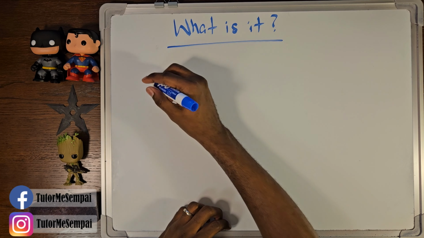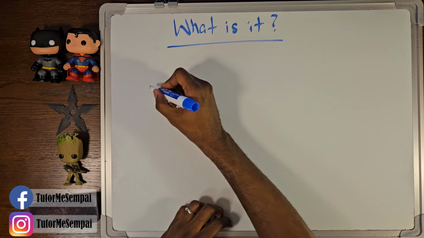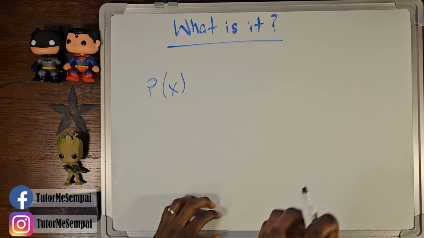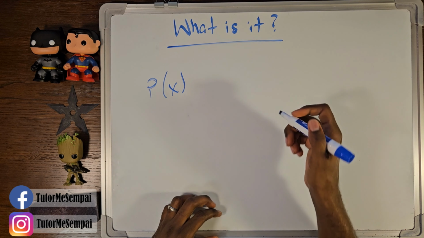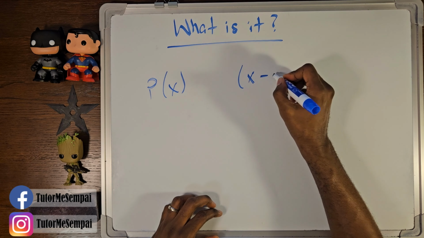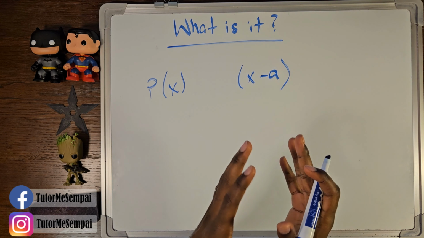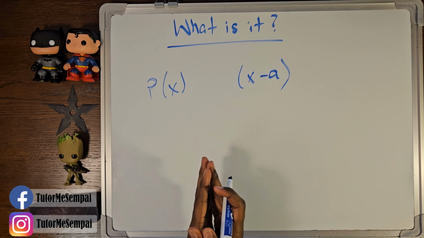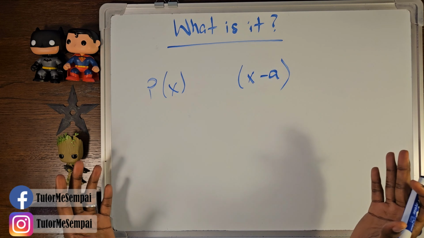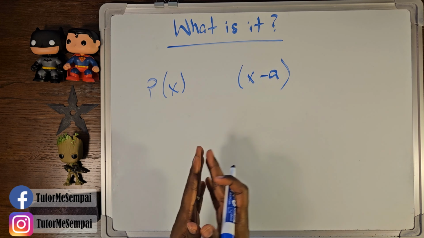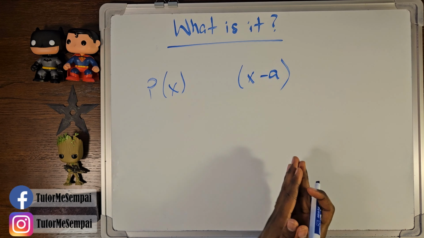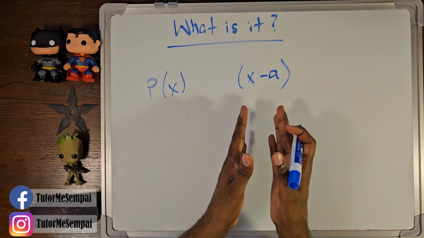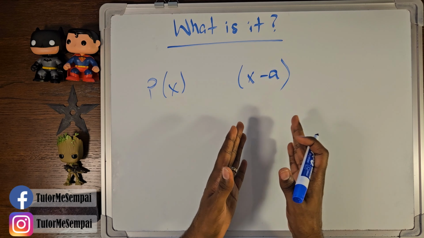We start with a random polynomial p of x. If we're dividing p of x by something like x minus a, we don't know if this is a factor. I'm not going to call it a factor because a factor would imply that there is a 0 remainder. We don't know what the remainder is. Remember, the remainder theorem is supposed to help us find the remainder. This could be a factor, but it could also not be one. So we're just dividing by this x minus a.